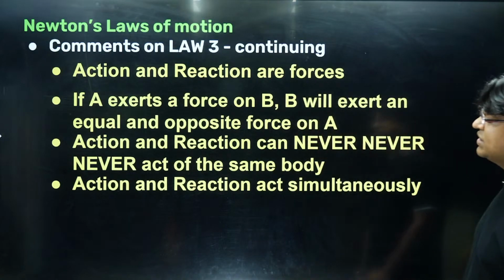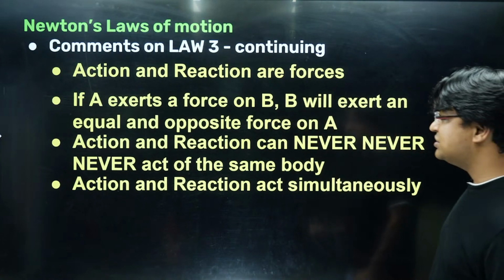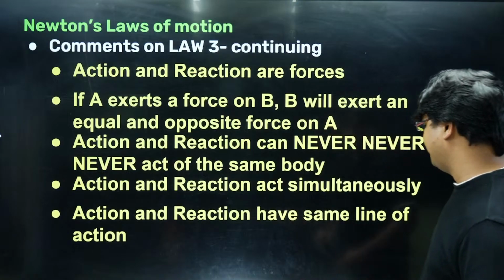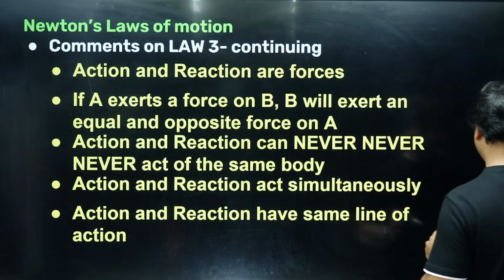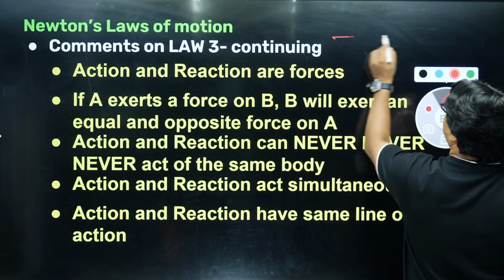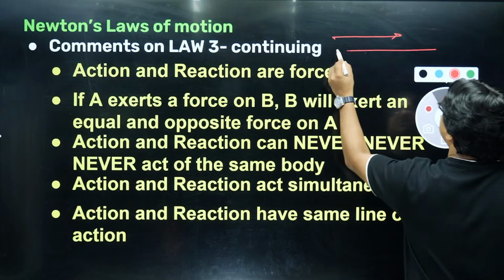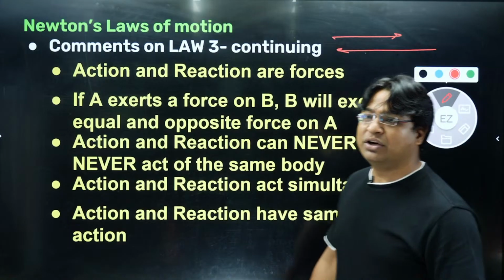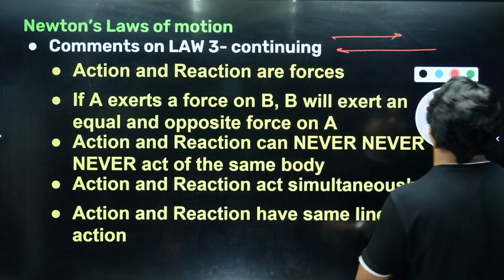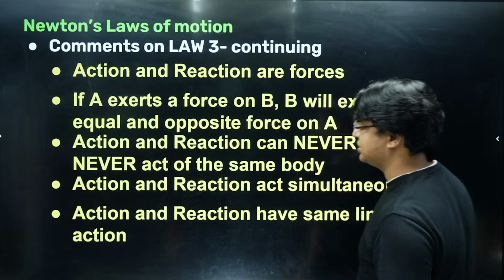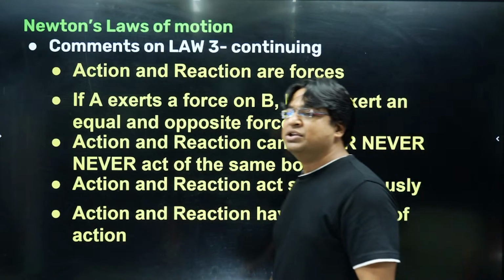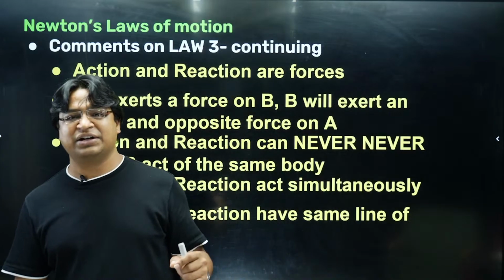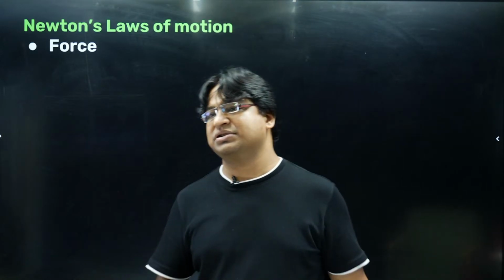Action-reaction pairs always act simultaneously, and not only this, their line of action is also the same. What does that mean? If this is the action force, then the reaction cannot act like this. It cannot be on a different line. It has to act on the same line. So action and reaction always act on the same line. All right, so this is as far as action-reaction pairs are concerned.